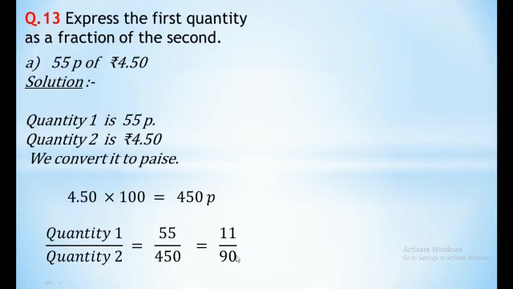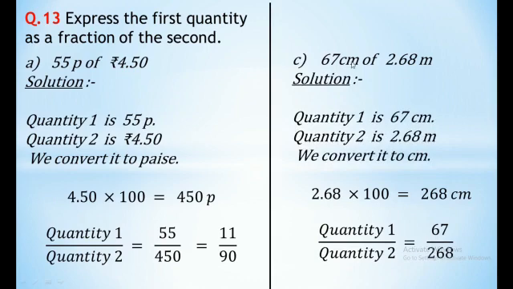Now we will see question number C. In that we have 67 centimeter of 2.68 meter. Here we have to convert this meter into centimeter. So quantity 1 is 67 centimeter and quantity 2 is 2.68 meter. We will convert this meter into centimeter. We already know that 1 meter is equal to 100 centimeter. Therefore 2.68 multiplied by 100 is equal to 268 centimeter. We converted meter into centimeter.